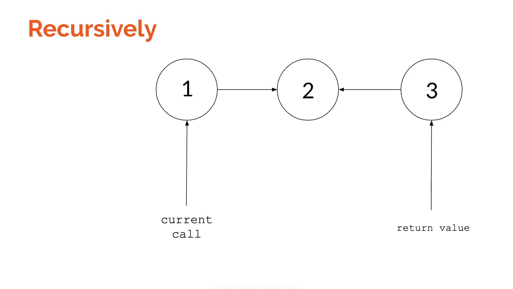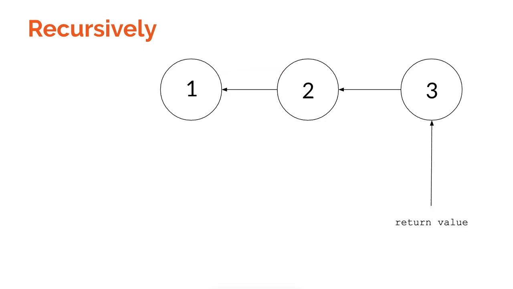Then we go up 1 layer again, same thing. We're going to set current.next.next to current, and then we're going to set current.next to none. And remember that the return value was always pointing to the last node, and this is going to be our reversed linked list. So what does this code look like?